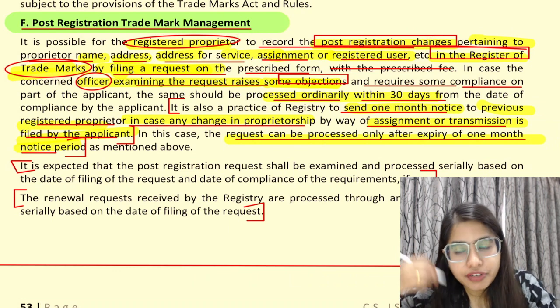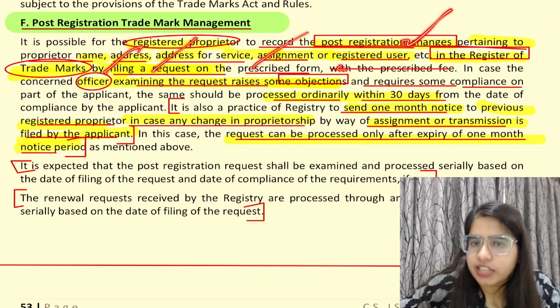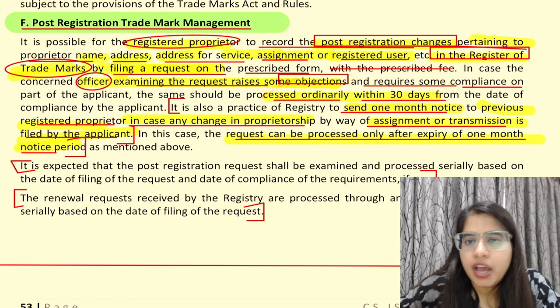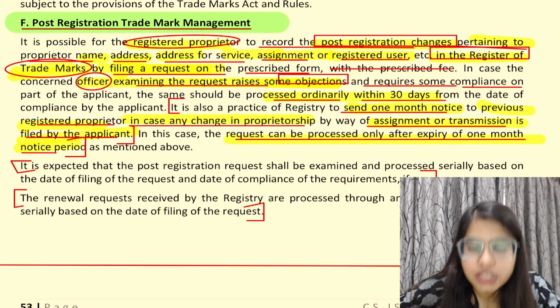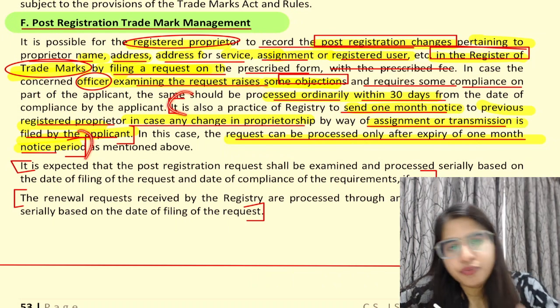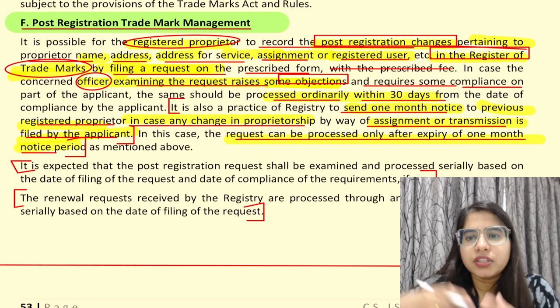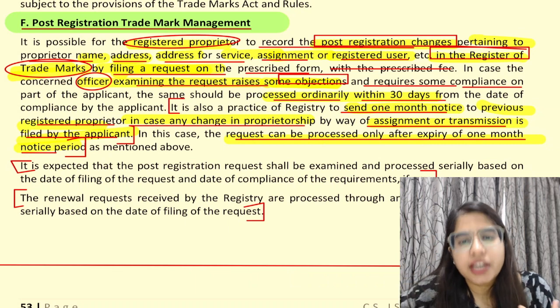If after registering the trademark any changes happen, changes in the owner, address, assignment, anything, you have to immediately file a form and inform the registrar about the changes, and they will process it within 30 days. However, one extra point is given here. If the owner is changing, let's say I was registered with the trademark Maggie, and now I'm assigning this right to someone else, right?